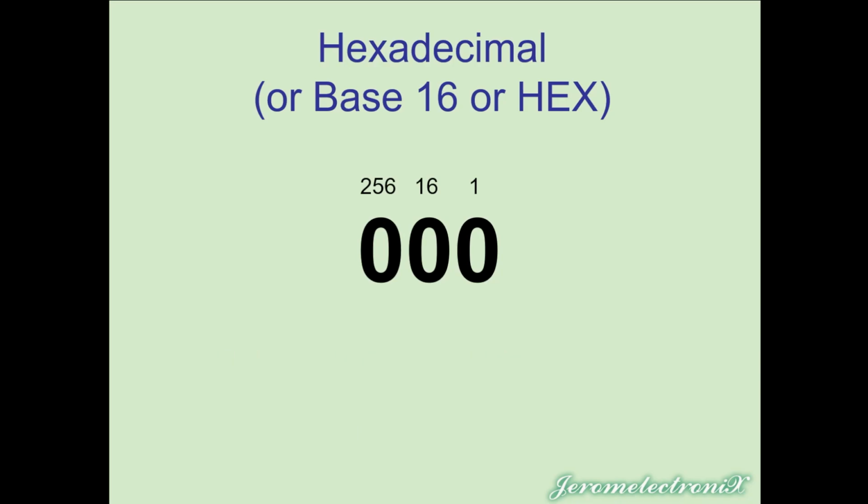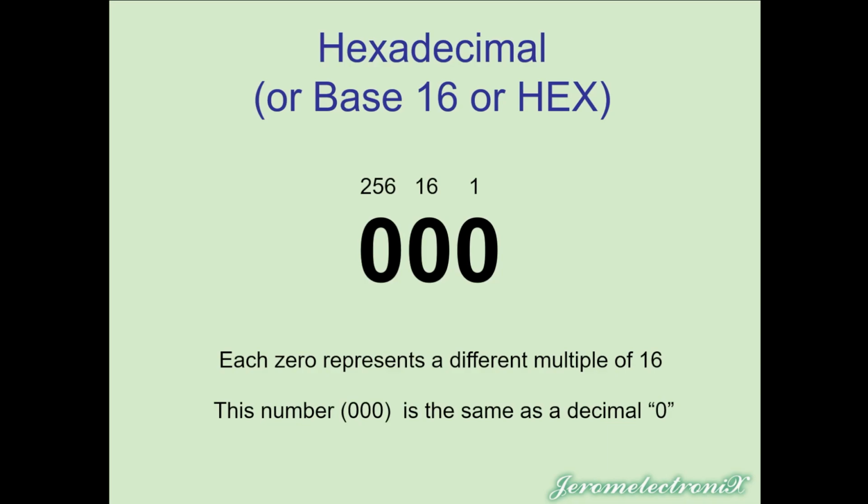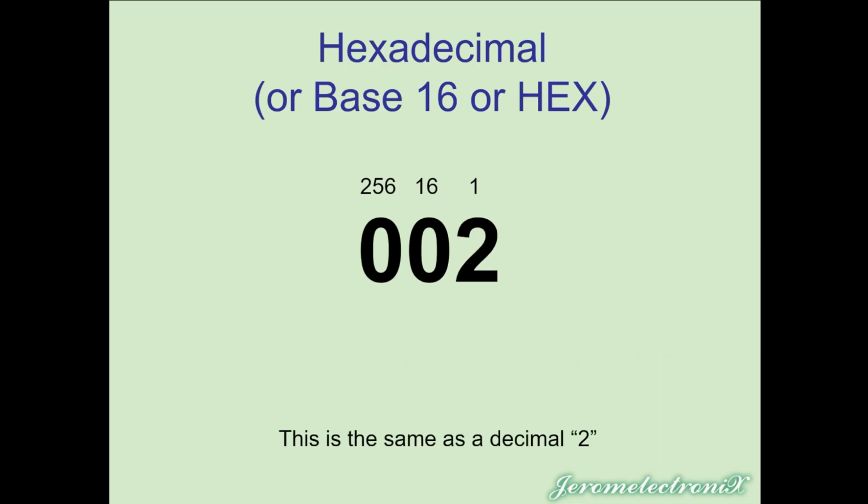So those are the column weights for hexadecimal. Each 0 represents a different multiple of 16, and this, of course, is the number 0 in hexadecimal. So let's count. In hexadecimal, this is a 0, this is a 1, this is a 2, 3, 4, 5, 6, 7, 8, 9. So we get to 9. We're familiar with that because that's just like decimal. But in hexadecimal, we have 16 symbols, and we've only got 10 so far. We're going to need another 6 symbols.